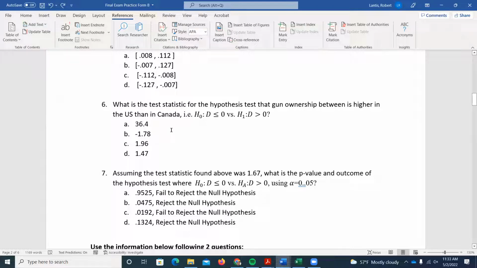Why does A look a little fishy? Test statistics tell me the number of standard deviations the sample difference I found was from 0. I found a sample difference of 0.06. How in the world is that 36 standard deviations away? That seems really, really high. Theoretically possible, but probably not likely. So I'm thinking it's probably C or D. If we actually plug everything in, you do end up finding it is 1.47, which is a little bit more reasonable than 36. Once again, we could also rule out B because we knew it couldn't be negative. We found a positive sample difference, so it has to be a certain number of standard deviations above the difference of 0.